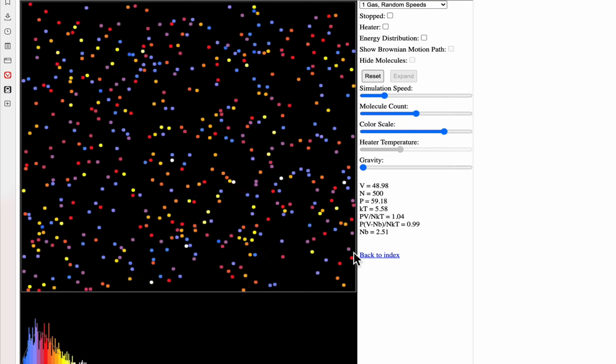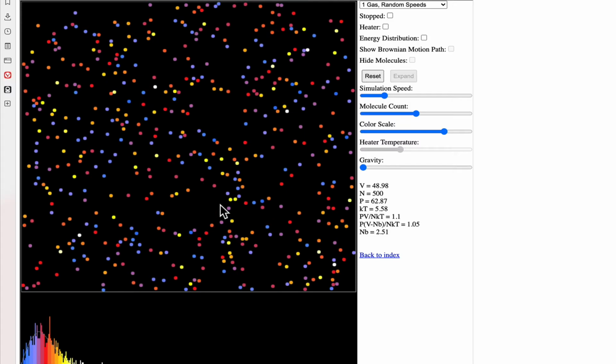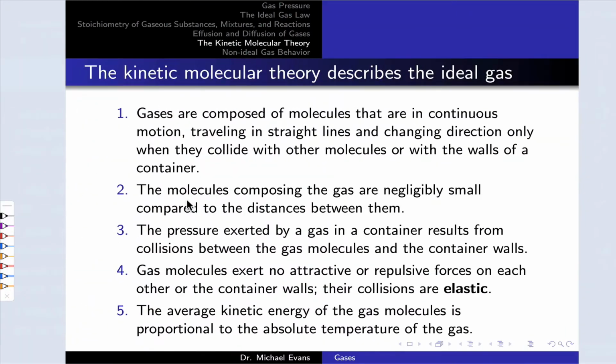So this is the picture you should keep in your mind when thinking through the kinetic molecular theory and the ideal gas model. And we'll come back to that. It's going to be a very important picture for us to revisit. With that introduction out of the way, let's look at the tenets of the kinetic molecular theory.